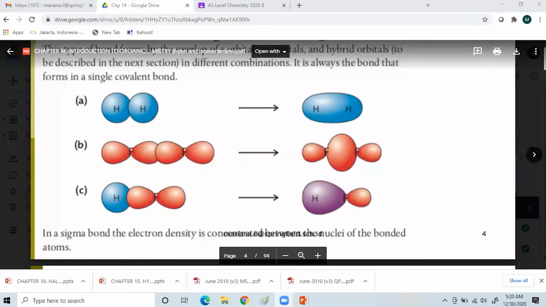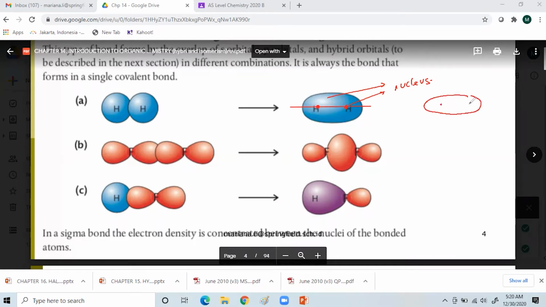The bond is formed at the bond axis. You can see here, this is the nucleus of one hydrogen with another hydrogen. Okay, so you can see that the overlap occurs along the bond axis. So this is how you represent the sigma bond.